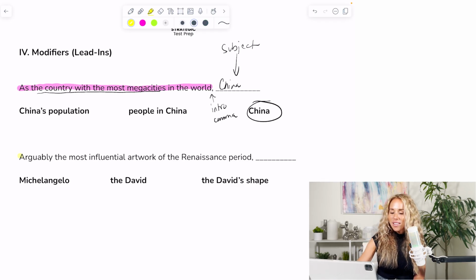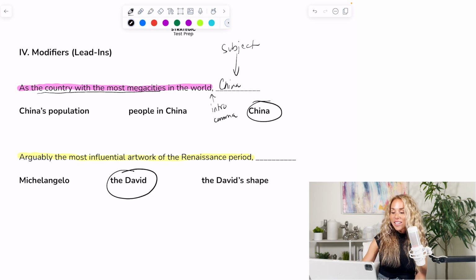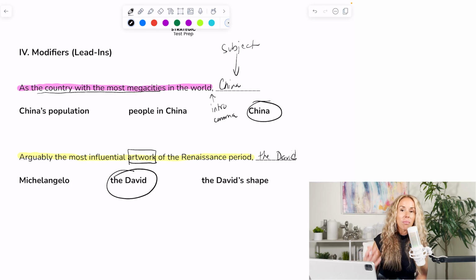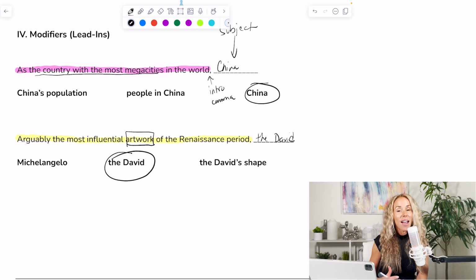Why don't you guys try this next one? So if it says arguably the most influential artwork of the Renaissance period, blank, what would you put in the blank? If you pick the David, you're right. The David is an artwork, so that's why it will be the subject, because it goes with the modifier and what the modifier is describing the subject as.